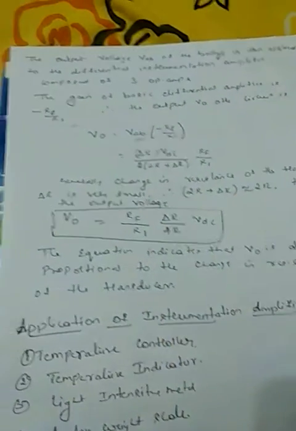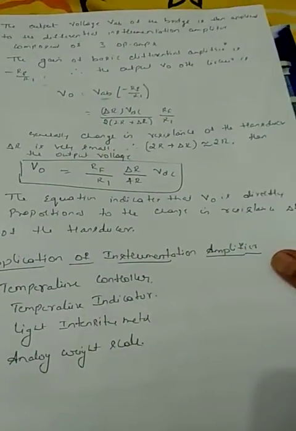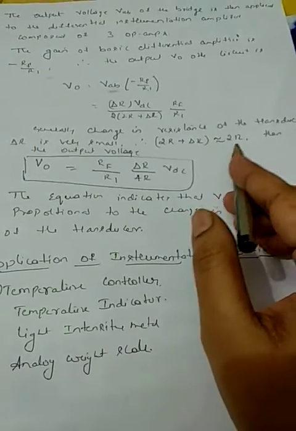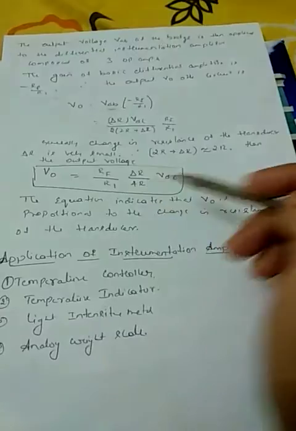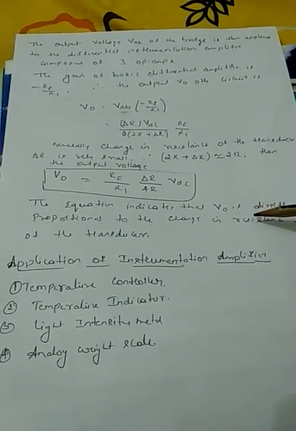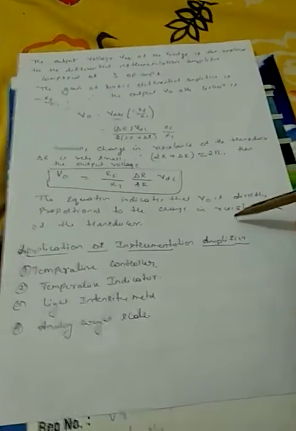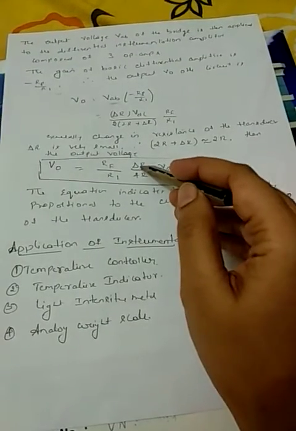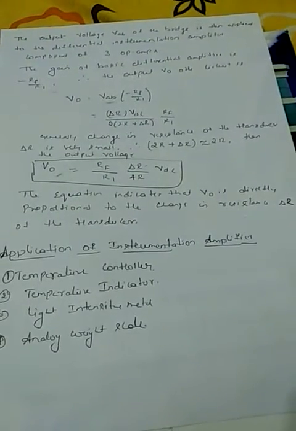Since the change in resistance of the transducer is very small, 2R plus delta R we can write as 2R, so that will become 4R. This equation indicates that V0 is directly proportional to the change in resistance delta R of the transducer. So if delta R changes, V0 will also change.